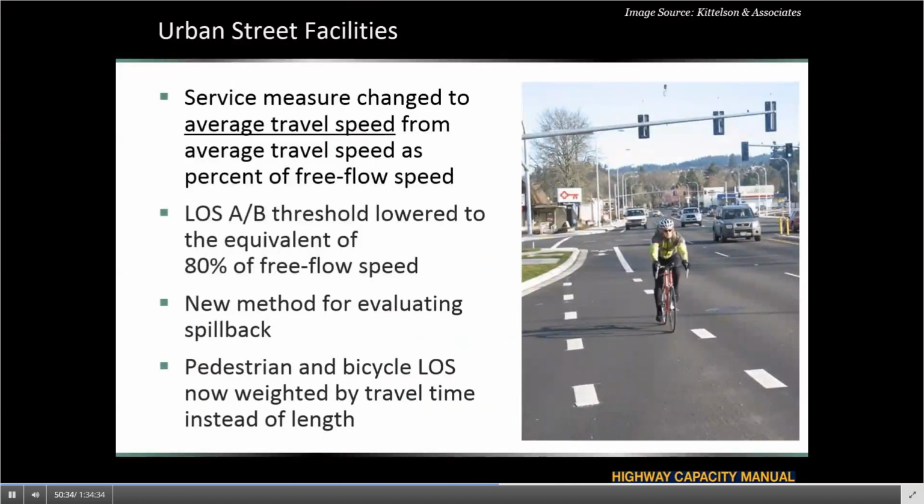And some changes in the pedestrian bicycle level of service that are now weighted by the travel time on the segment as opposed to the segment length, taking into consideration that if travel speeds are low, if there's an upgrade, a bicycle, for example, may spend much more time in a particular segment, therefore impacting the weighting of that segment on the overall level of service for a trip, as opposed to weighting it just by length.